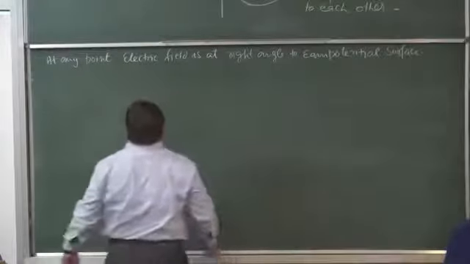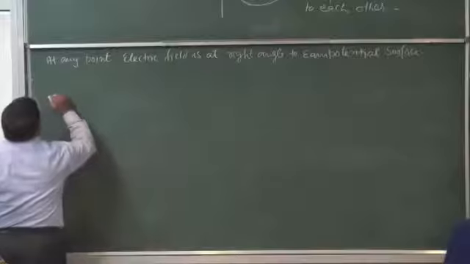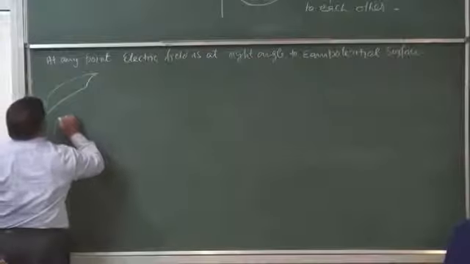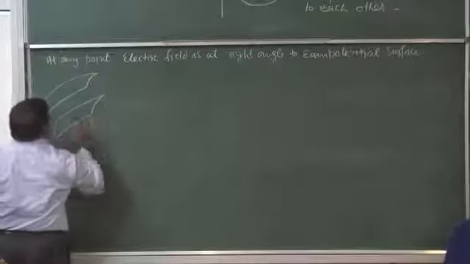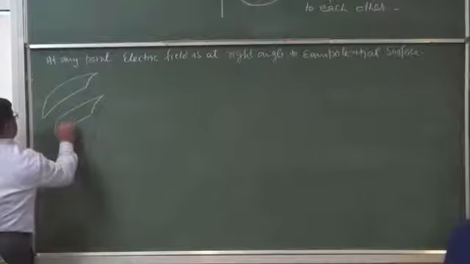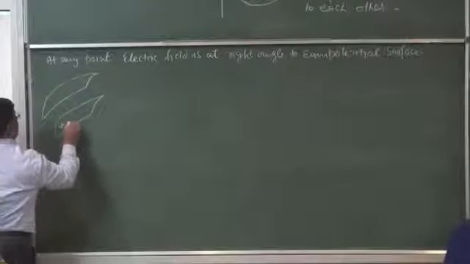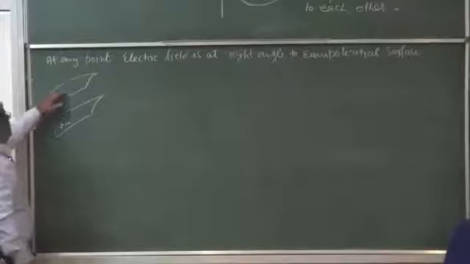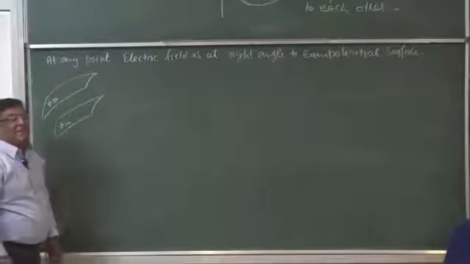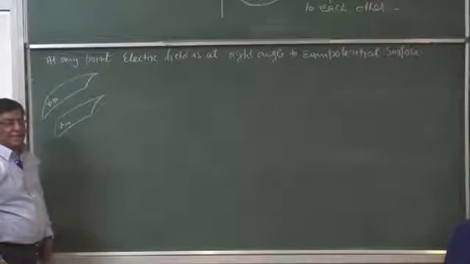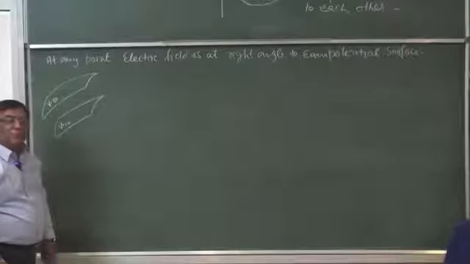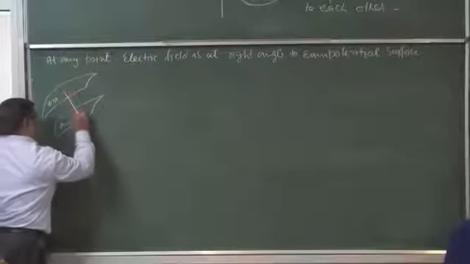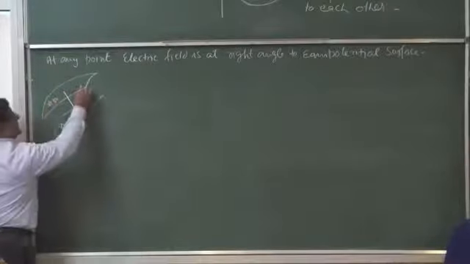If I tell you that these are two surfaces which are equipotential, this is V 100, this is V 150 volt, all places. What is the direction of electric field? Answer, it must be perpendicular to both. So from here to here we draw this line. This is the direction of electric field.